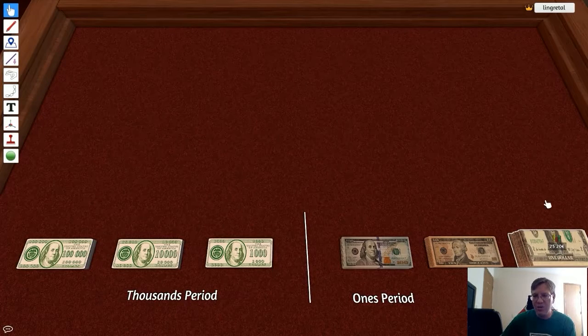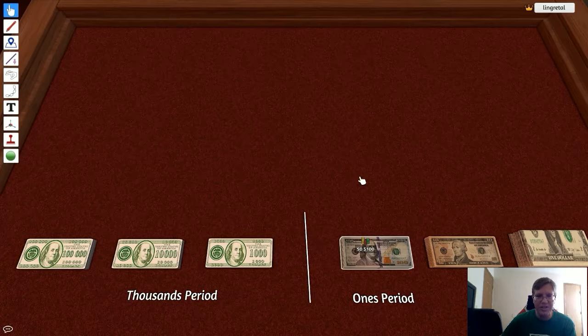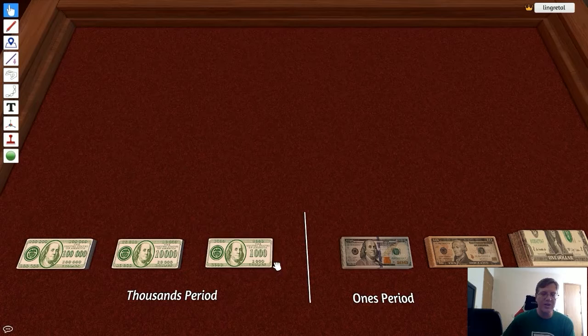We can use 10 $1 bills, which I had to create the image for, so it looks a little bit different. Sorry about that. 10 of these $1 bills would equal one $10 bill. 10 $10 bills would equal one $100 bill. 10 $100 bills would move us over into our thousands period and give us $1,000. 10 $1,000 bills would give us a $10,000, and 10 $10,000 bills would give us a $100,000. If I continued that, I would have 10 $100,000 bills to get to 1 million.